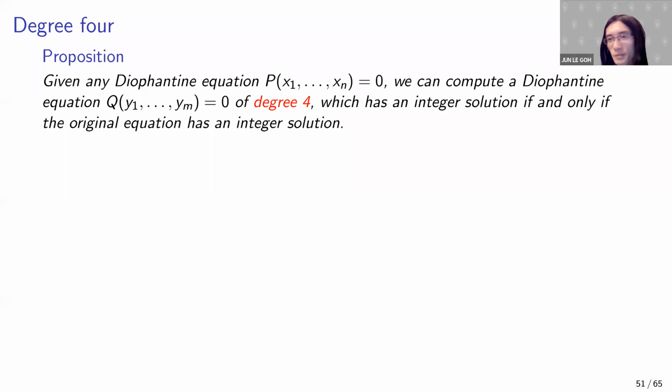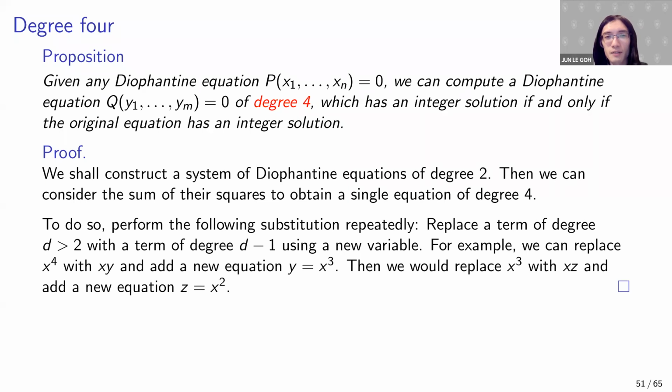Let's look at the proof of this proposition. It's quite elementary. The plan here is to define this Q. We will first construct a system of equations of degree 2. So we will have several equations of degree 2. And as we've seen before, if we have several equations of degree 2, we can combine them into a single equation by taking the sum of squares. And of course, the sum of squares of things of degree 2 is going to be of degree 4, not degree 2 anymore, because of the square.